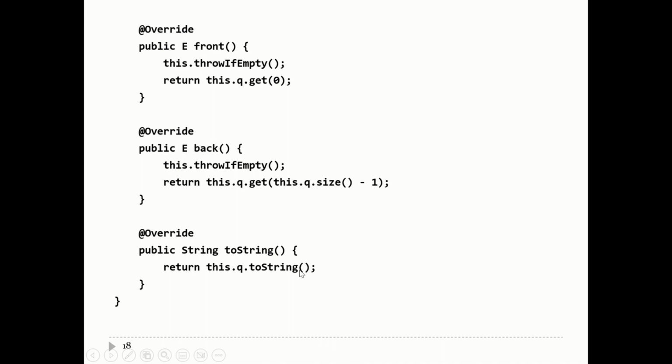And toString is easy as well, because you can just ask the list for its toString implementation. Similarly, equals and hashCode, you can just reuse the equals and hashCode methods from list. And everything will work just fine.